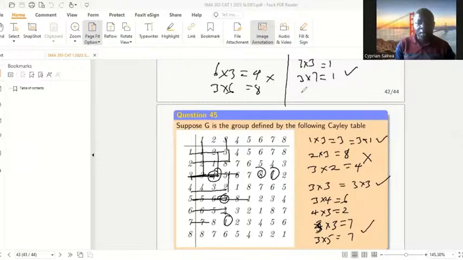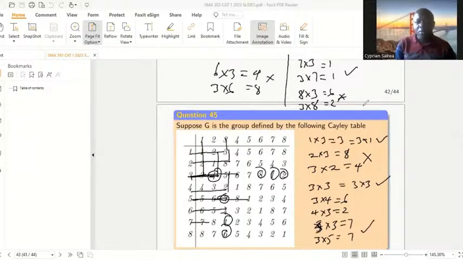Let's try 8. 8 times 3 is 6. What about 3 times 8? 3 times 8 is 2. So 8 does not count.